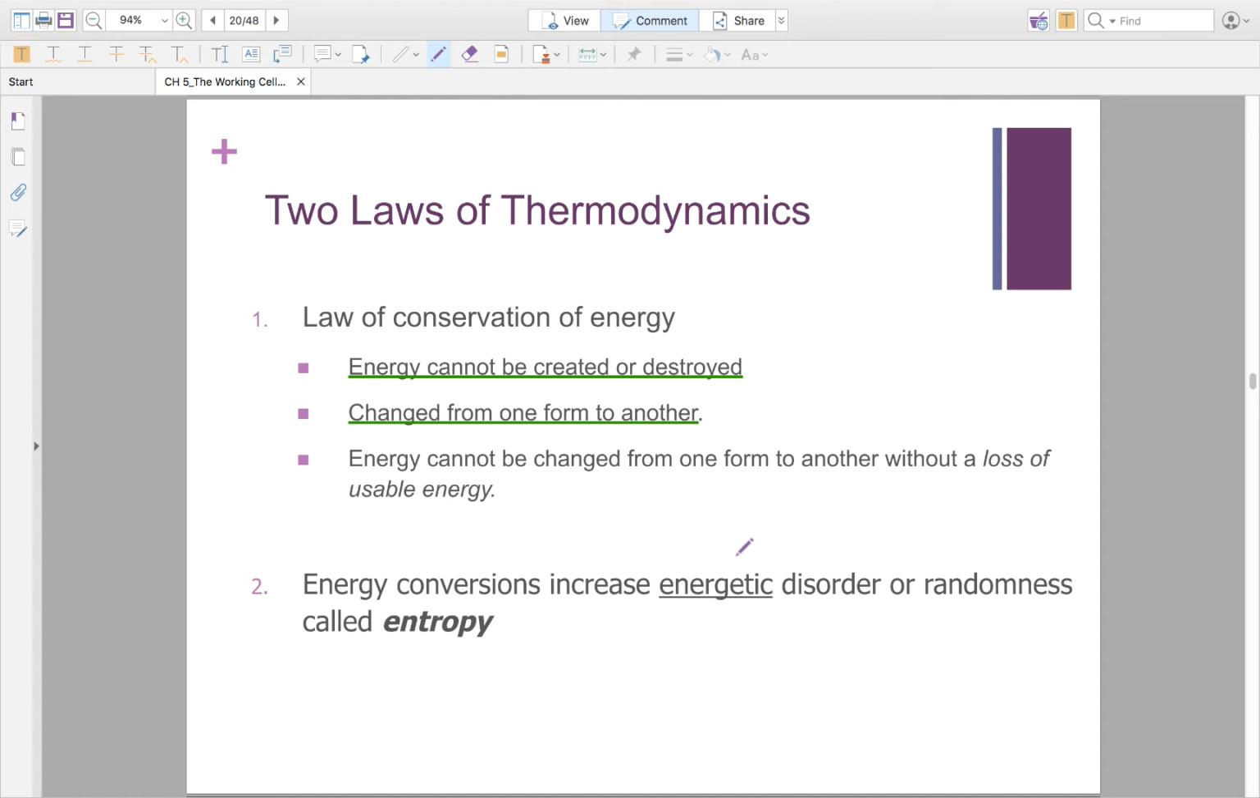This law says that when energy conversions occur, it increases energetic disorder. So energy disorder or randomness. In other words, this term, entropy. Entropy means randomness, disorder, chaos.